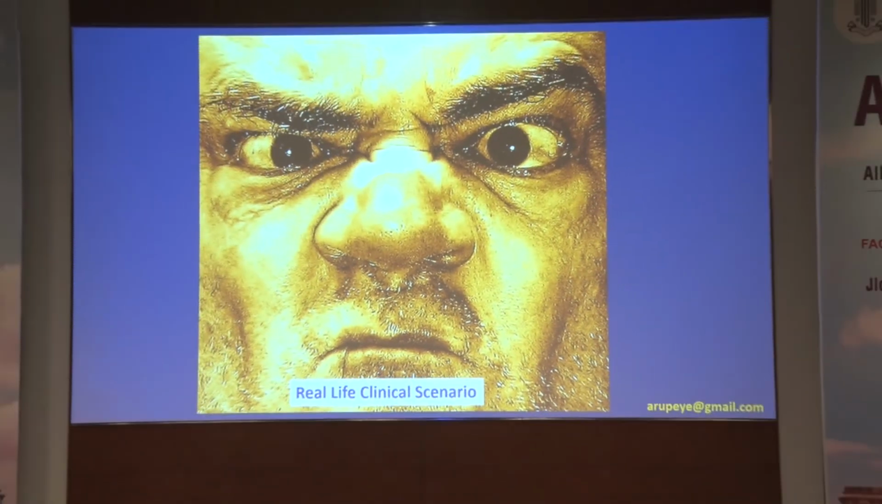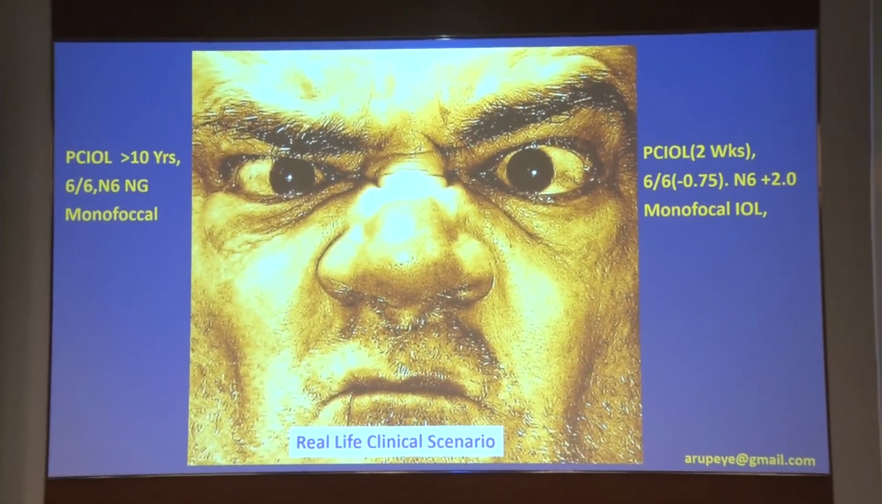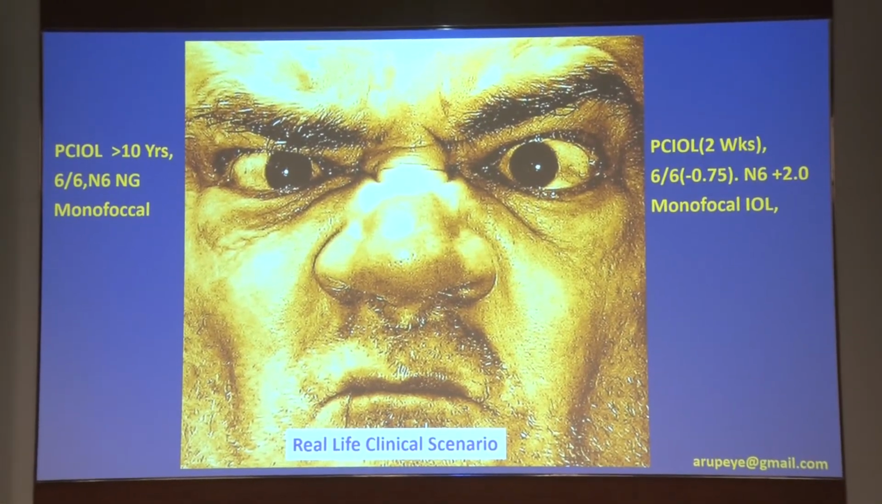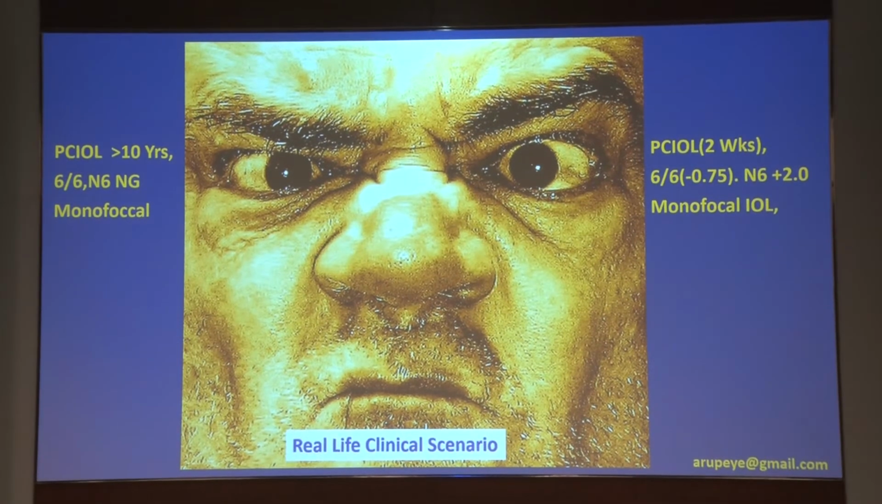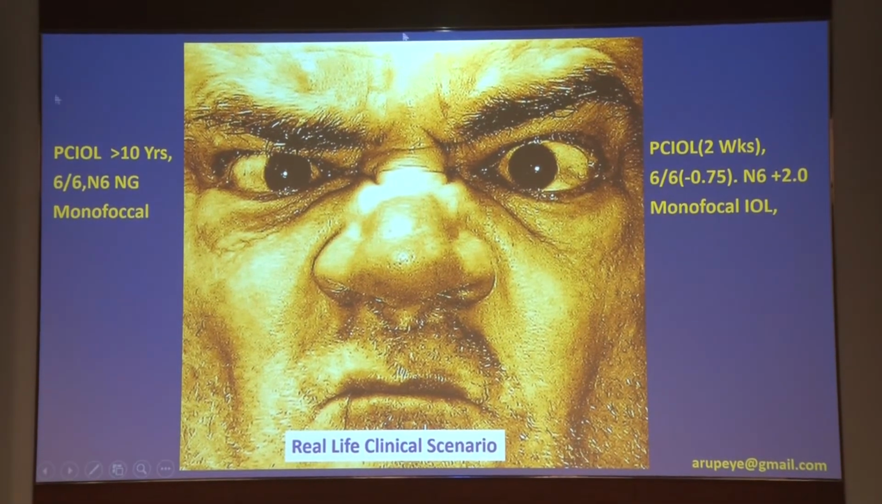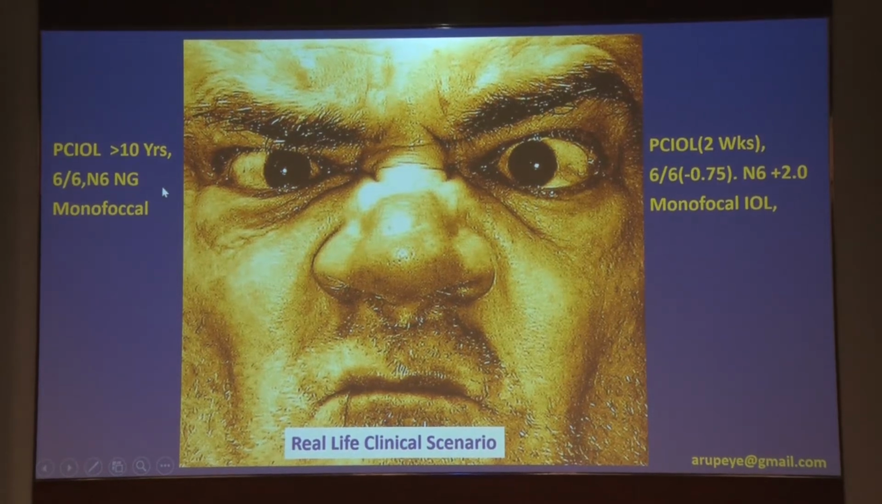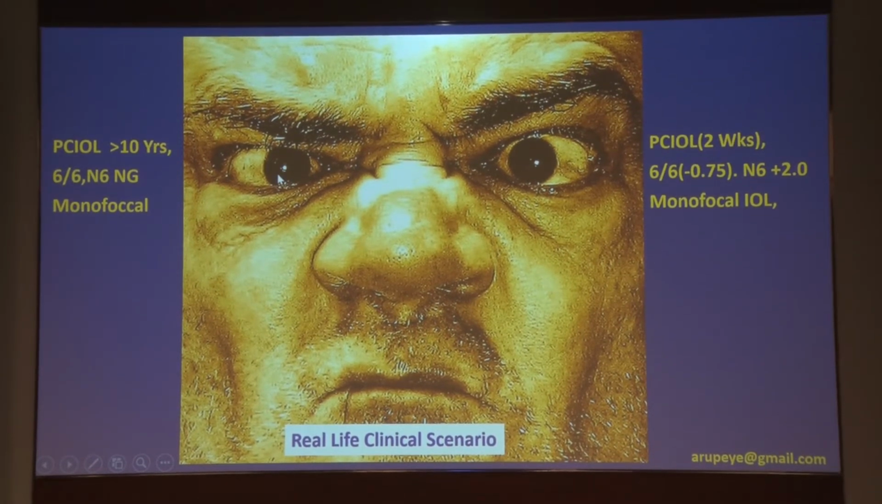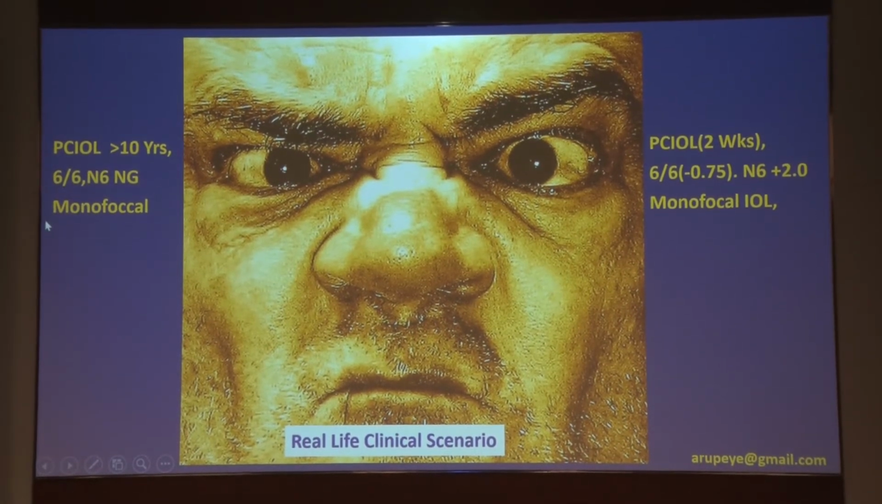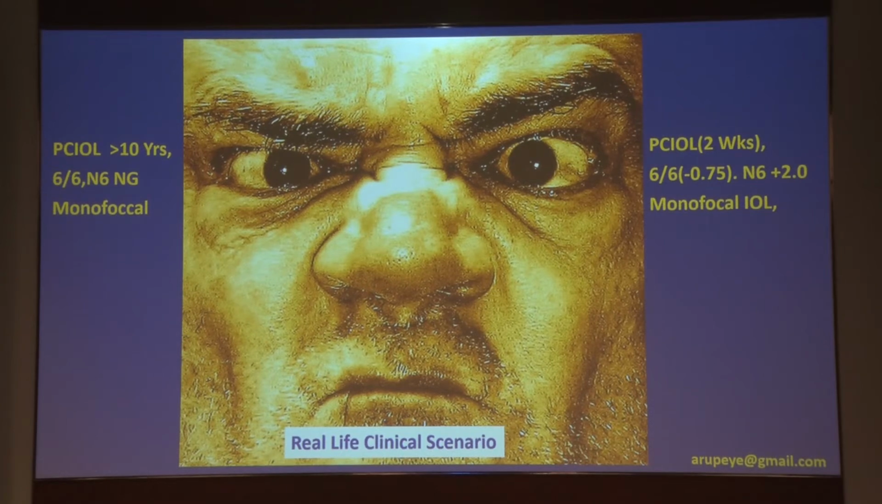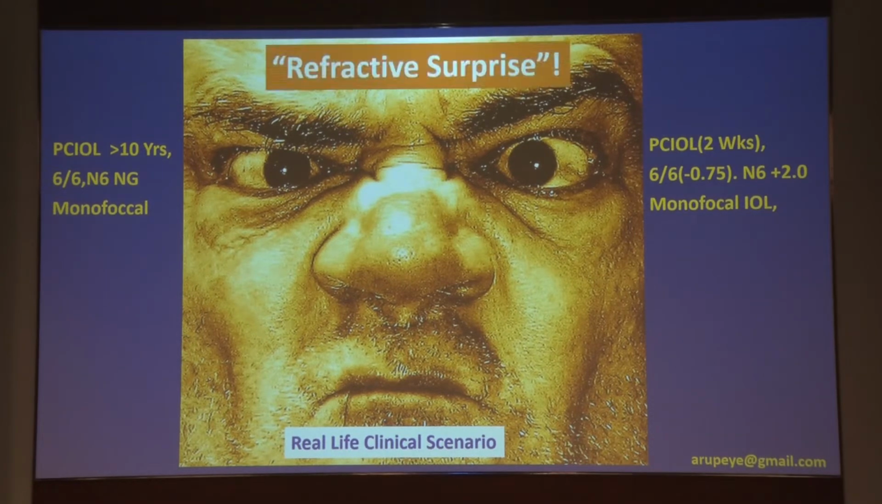Now I'll start off with a real life clinical scenario. This happened to me. An elderly man, I had done a standard clear corneal temporal phaco, 2.4 millimeter, monofocal IOL. Right eye, the patient had 6/6 and N6 without glasses. It was actually pseudo accommodation. And when I operated on the second eye and the patient returned for glass prescription, he was very, very dissatisfied. This is the so-called refractive surprise.